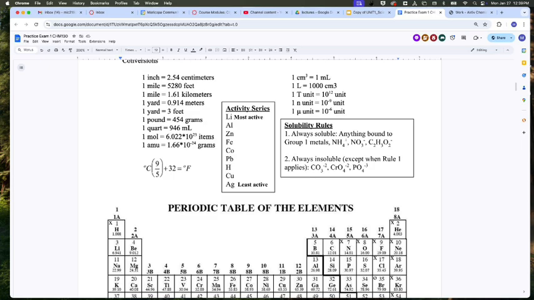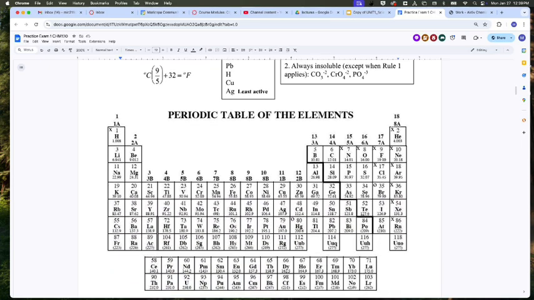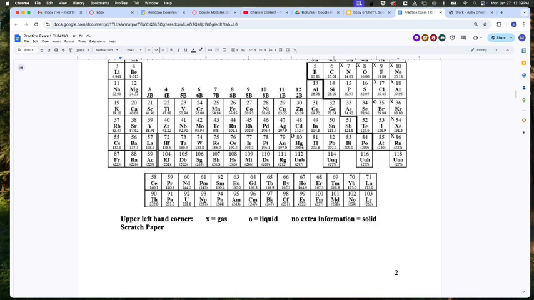The ones that have O's are blue. What does red, black, and blue mean up there? I know you can't see it. That's why you have this periodic table that tells you at the bottom, X means it's a gas. O is liquid. And no extra information is that it's a solid. So it gives you the phase of matter, the standard state. So that's why those letters are there.